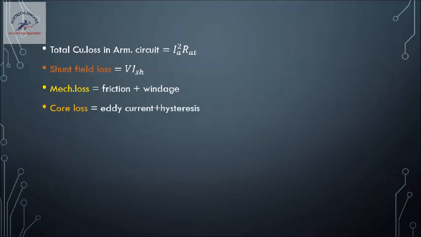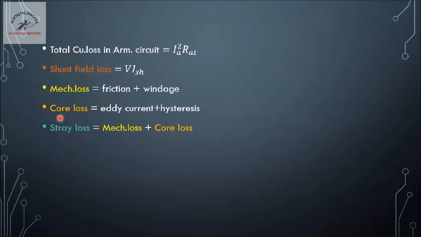Next, core losses. Core loss is eddy current loss plus hysteresis loss. How we are going to consider these types of losses is a question, because it is not so easy to measure them. Next, stray loss. Stray loss is usually taken as mechanical loss plus core loss. These are the unmeasurable losses. For a larger machine, we consider stray loss as 1% of the total output power. So it is given by mechanical losses plus core loss.